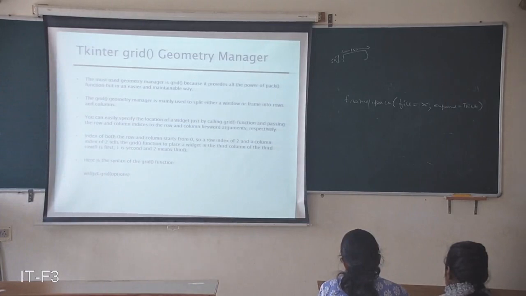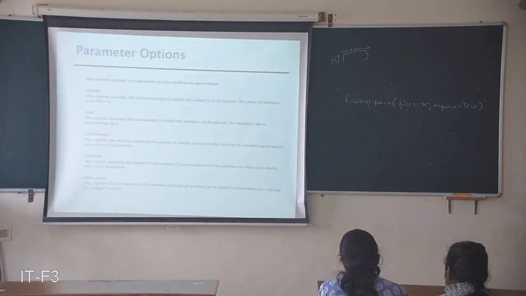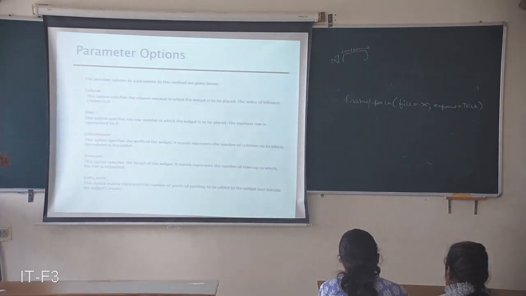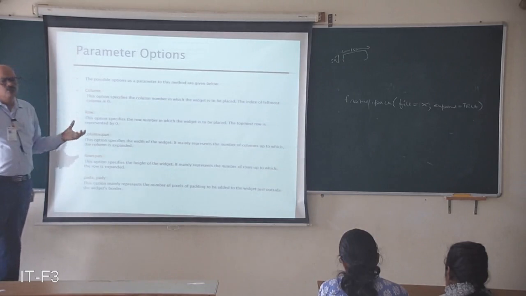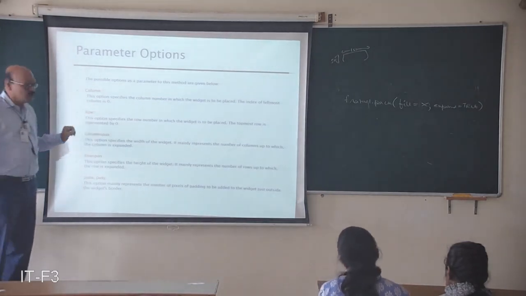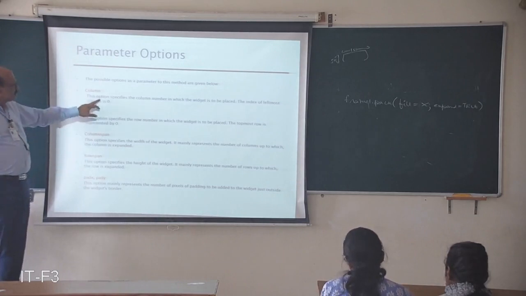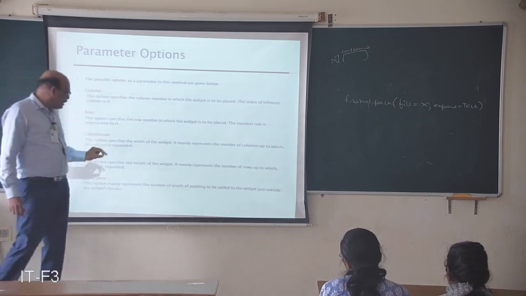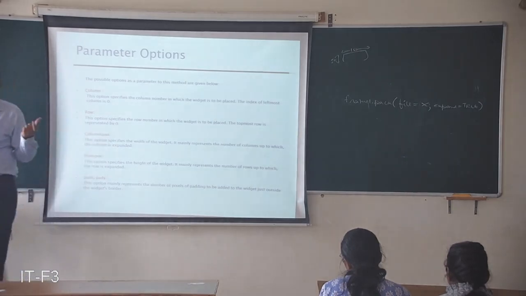Now what are the options that are available for the grid geometry manager? You can see many options and parameters are available. Column: how many columns you want to have, that you can specify. Row: how many rows you want to have. As I said, the first column is referred to as 0 and the first row is referred to as 0. Then column span, what should be the size of each column?